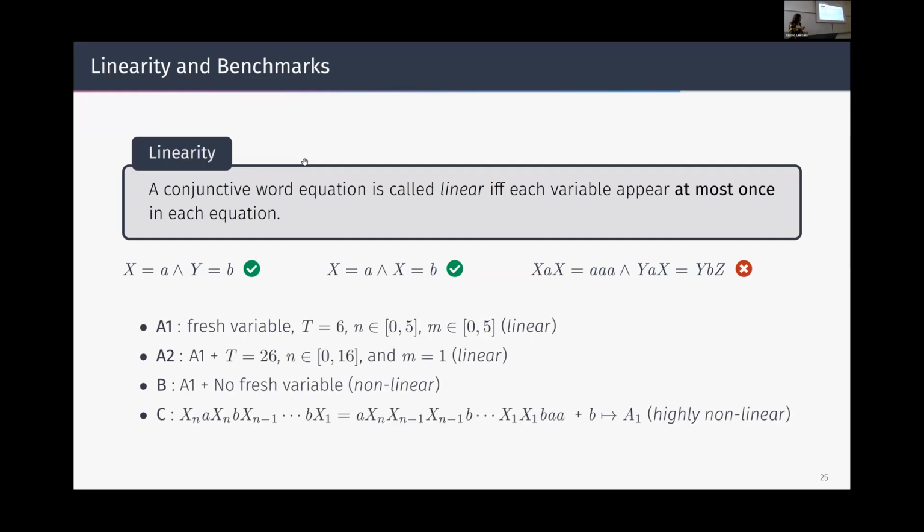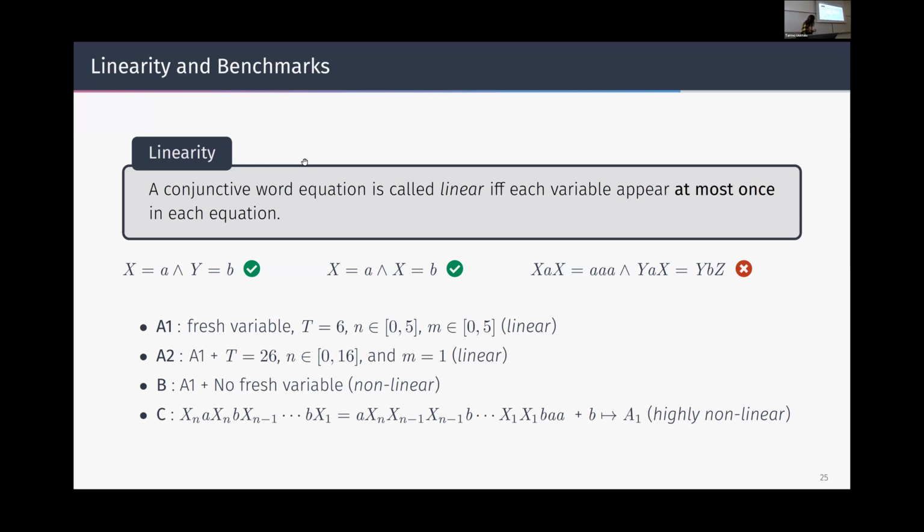Okay. And then we generated 4 benchmarks. For A1, each time we introduce a new variable, it's a fresh variable, so this benchmark is linear. For A2, it's mostly like A1, but more difficult, so we have more terms, we replace more substrings, and we also have fresh variables. Then we have benchmark B, which is like A1, but there is no fresh variable. We only took variables from a given set at the beginning, making it non-linear.